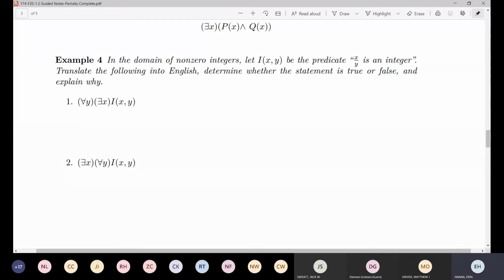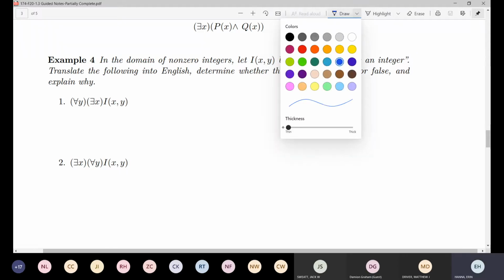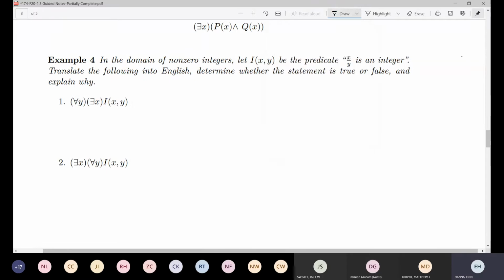So in the domain of non-zero integers, let I(x, y) be the predicate, x over y is an integer. Translate the following into English, determine whether the statement is true or false, and explain why. All right, so the first thing is we're going to translate them into English. And the nice thing is you just kind of read it from left to right and write it as you're reading it. So the first piece we have here is for all y.